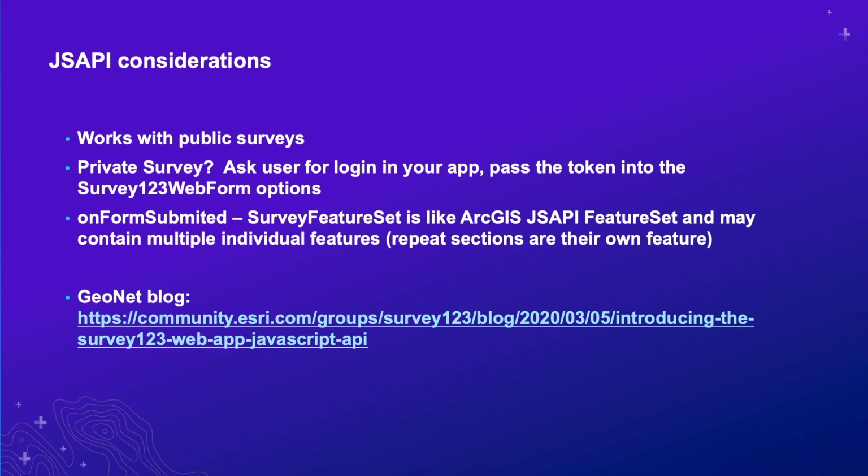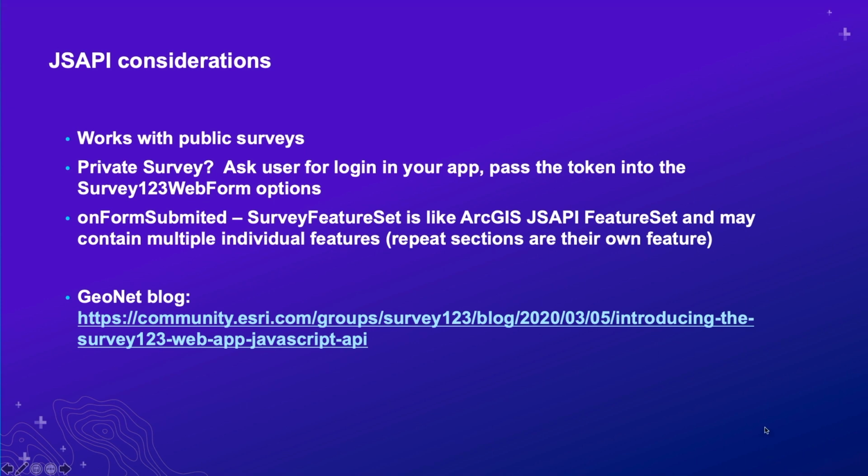OnForm submitted will provide your handling function with potentially multiple features, as it will include the parent form and any repeat sections as separate features. This mirrors the table structure that you create when you publish a form, where repeats are a related table to the main parent table. We're in the process of setting up documentation for the Web App JS API.